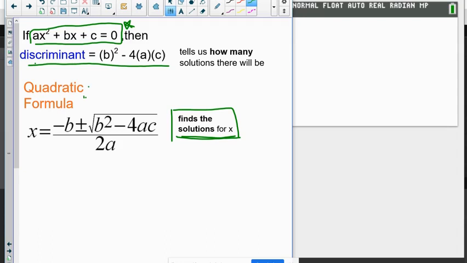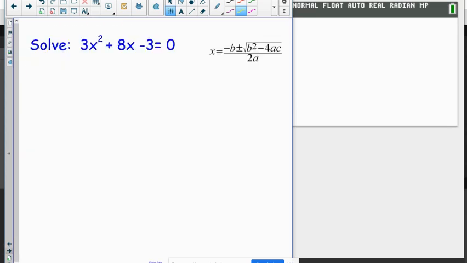But first, the quadratic formula says to find the values for x. We're going to do the opposite of b plus or minus the square root of b squared minus 4ac all over 2a. And again, notice right here, this part right here is the discriminant. So we use the discriminant as part of our solving. So let's look at a couple examples.